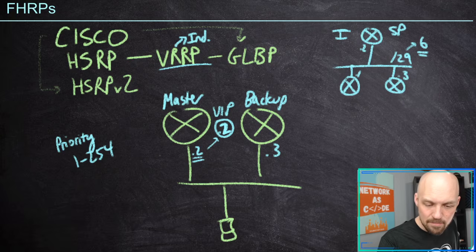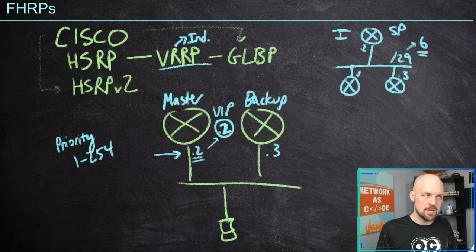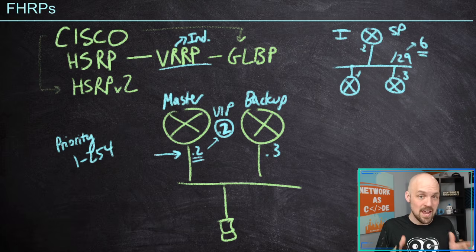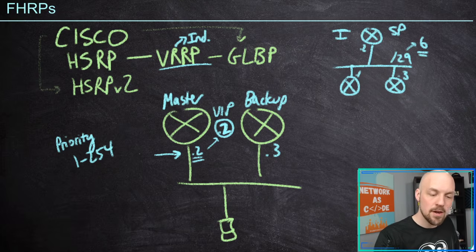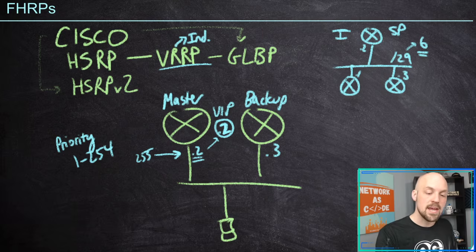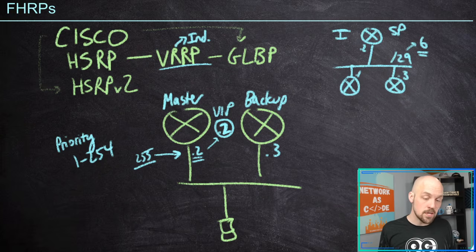When we apply IP address .2 to the master in this case, or when we apply the physical IP address as the virtual IP address, we're going to automatically configure a priority of 255. When I say automatically, I mean the router does it. Jeff doesn't have to do it. As soon as I configure that, it applies itself. It gives it the highest possible priority, so it cannot lose an election. And because it cannot lose an election, it's always going to be the master.